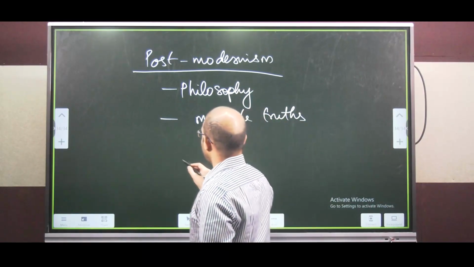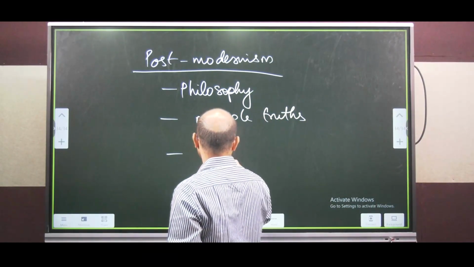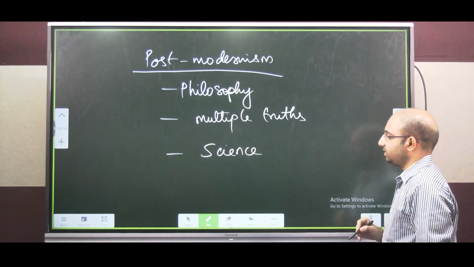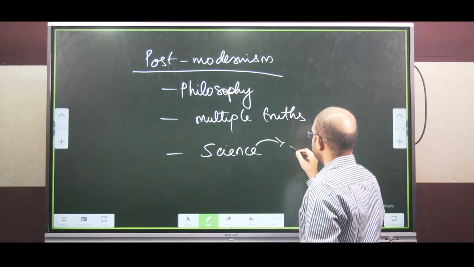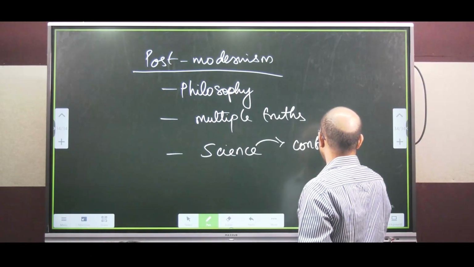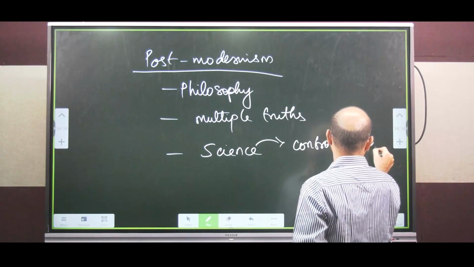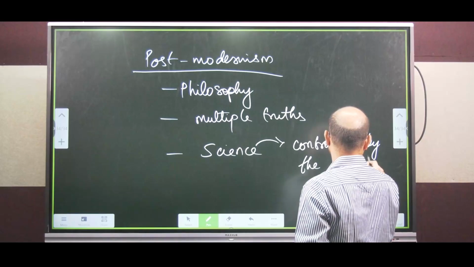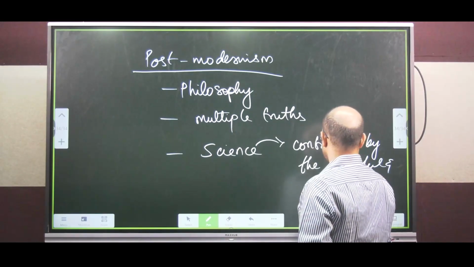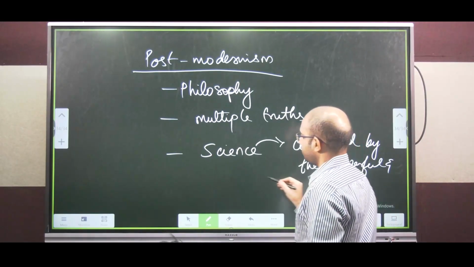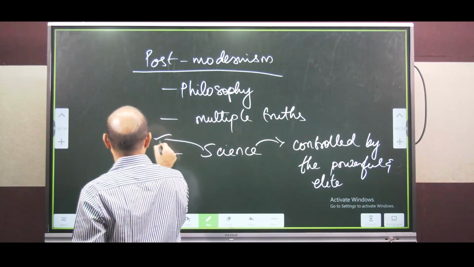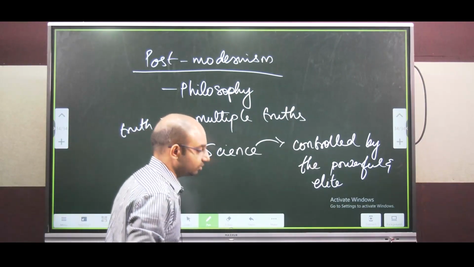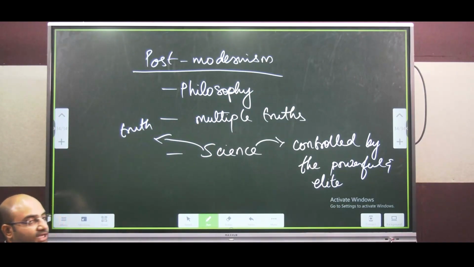And it's an approach that also believes that science is supposed to help us understand the world, but it believes that science is being controlled by the powerful and the elite. So there are multiple truths, and science is the mechanism through which we get our truth, that is, our understanding of the world. But increasingly, this science is also being controlled by the powerful and the elite.